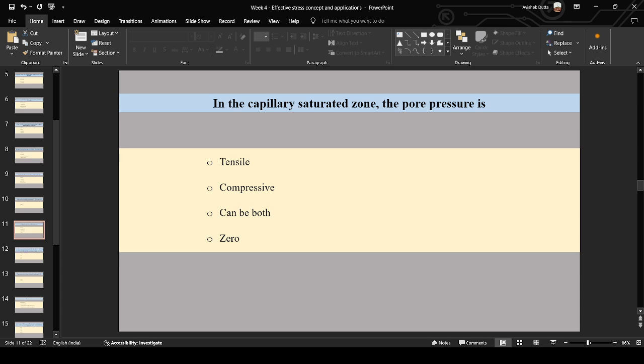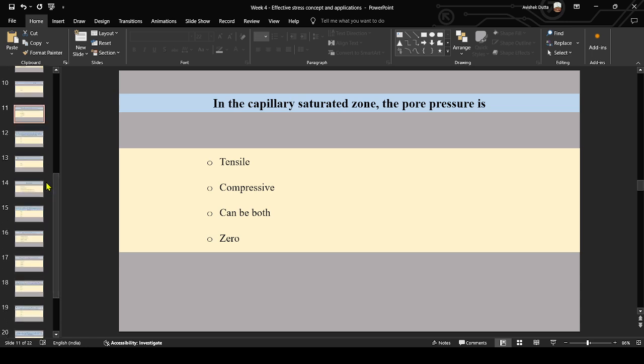I'll repeat the question. In the capillary saturated zone, the pore pressure is. Your options are tensile, compressive, can be both, or zero. Okay. Next question.